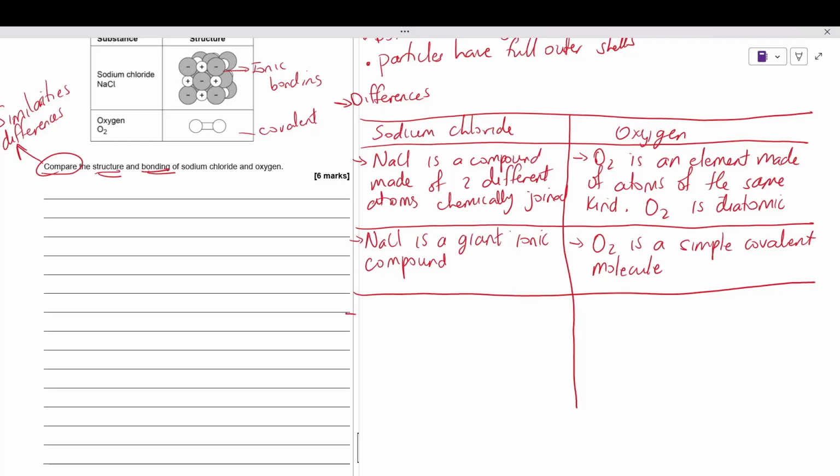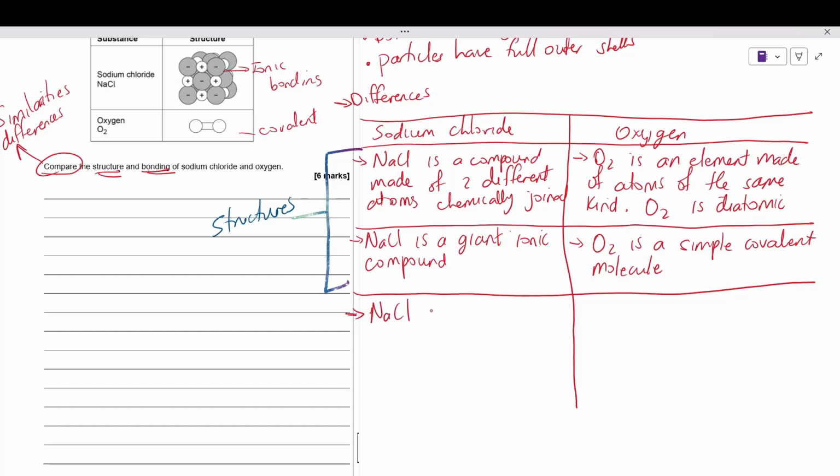Okay, so let's go into the bonding realm. So these two up here, let me just note that down. Those two refer to structures. Right, those are comparing the structures. Now we're going to look at the bonding realm.